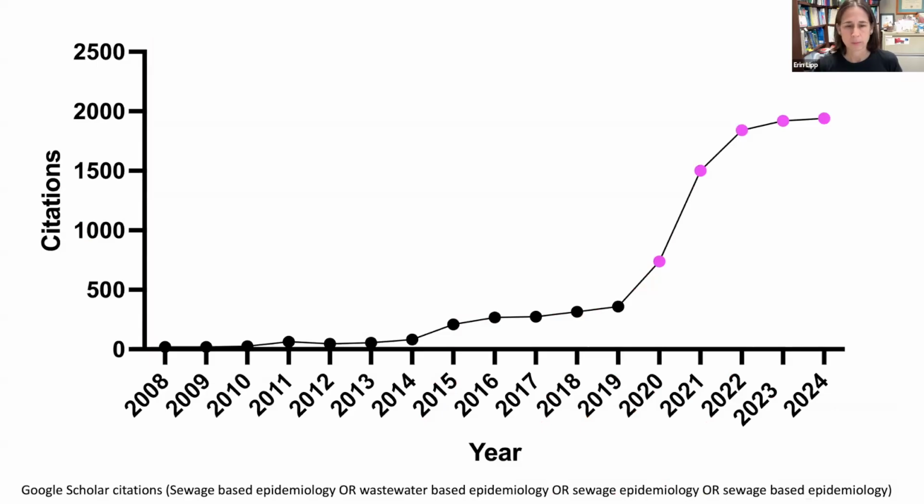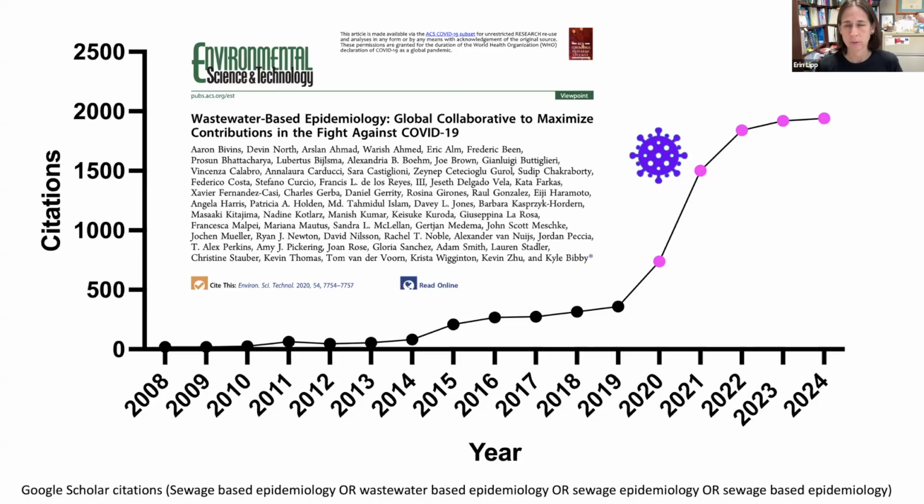The use of wastewater-based epidemiology, though, as a tool really took off in 2020. And that was not because of its increased use with pharmaceuticals. It was because it became an extremely valuable tool to look at the COVID-19 pandemic. So this was one of the first papers that came out with a really fantastic list of a lot of people that started doing this work.